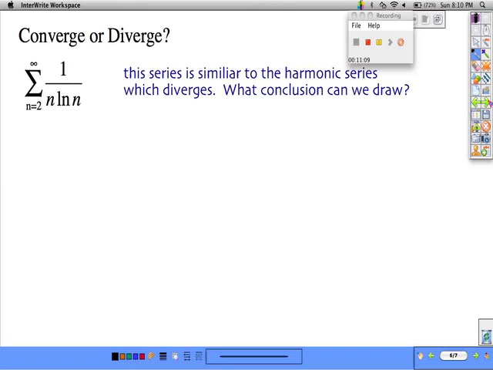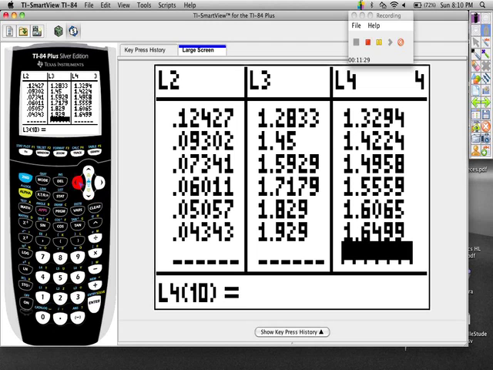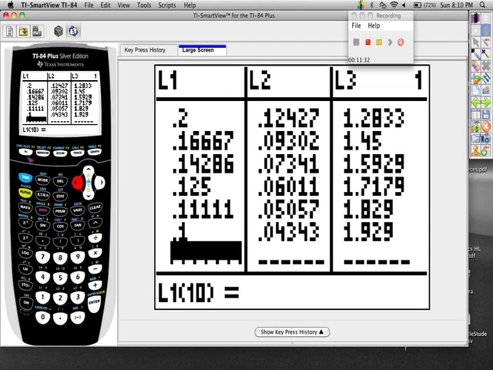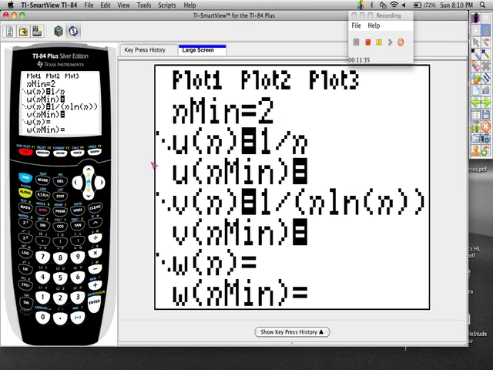Now, this one isn't directly applicable to one of the tests we did today, but it's similar to the harmonic series, which diverges. And we can draw some conclusions from this. I'm going to jump over to my calculator and do a little bit of numerical exploration here. So I'm in sequence mode, and I set my start value for n to be 2, because that's what it tells me to look at, and then I put in the harmonic rule, 1 over n. Then in the second space, I put 1 over n natural log n.